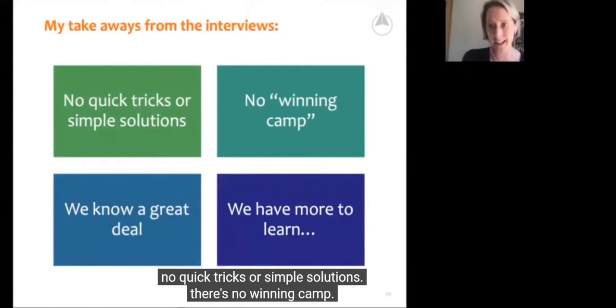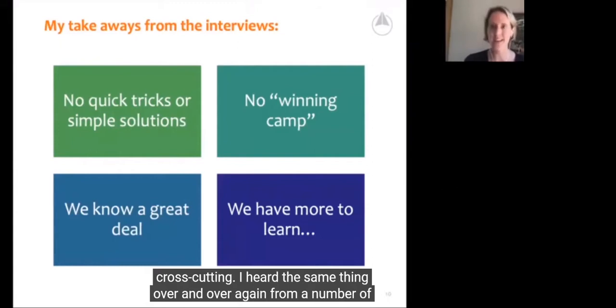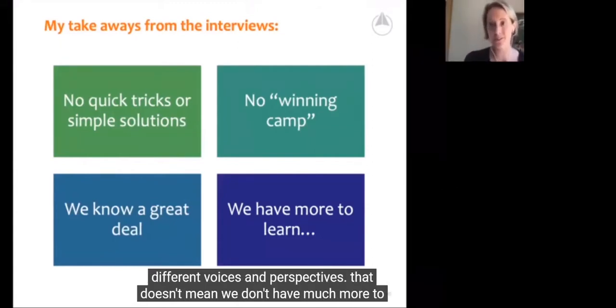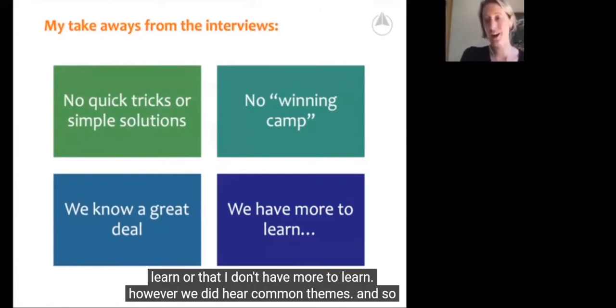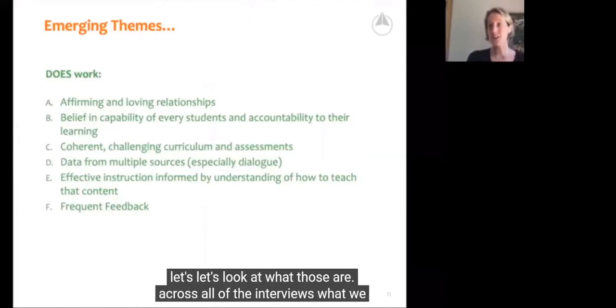There's no winning camp. However, thankfully, I did find that we do know a lot and that the themes are cross-cutting. I heard the same thing over and over again from a number of different voices and perspectives. That doesn't mean we don't have much more to learn, or that I don't have more to learn. However, we did hear common themes. And so let's look at what those are.